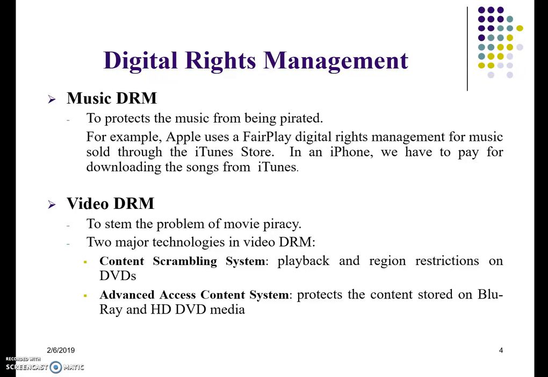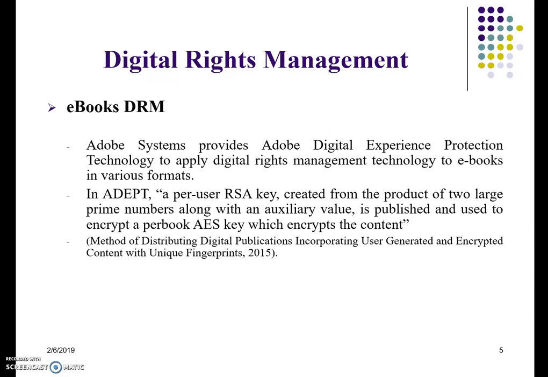Video DRM is used to stem the problem of movie piracy. Video DRM uses two major technologies: Content Scrambling System and Advanced Access Content System. Content Scrambling System enforces playback and region restrictions on DVDs. Advanced Access Content System protects the content stored on Blu-ray and HD DVD media.